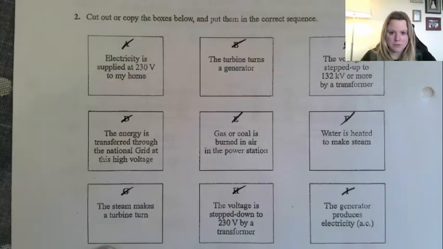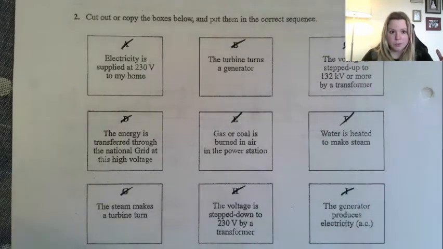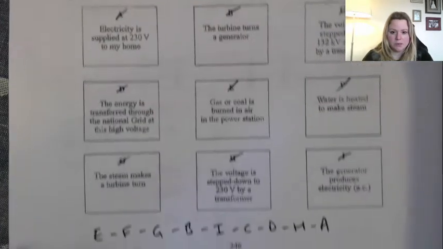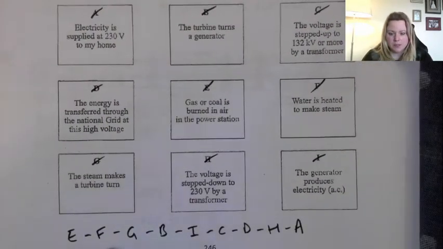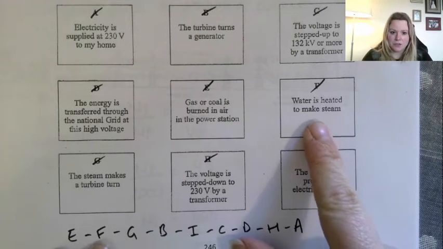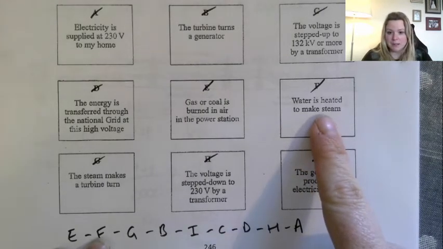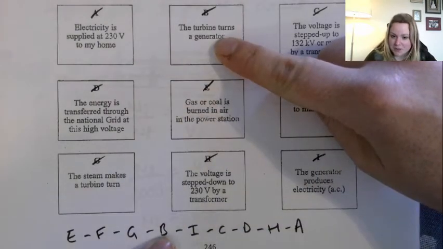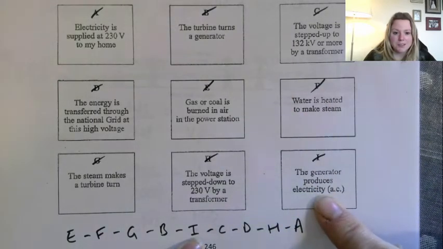Right, question 2. So this one just goes through the whole process of producing electricity and getting it basically from coal or oil or gas to your home. So you were given all these and you had to put it in order. So here's my order here. So first of all, gas or coal is burned in air in the power station. Then that heat is used to heat water, which then makes steam. Then the steam makes a turbine turn. Then the turbine turns a generator. Then the generator produces electricity in AC.